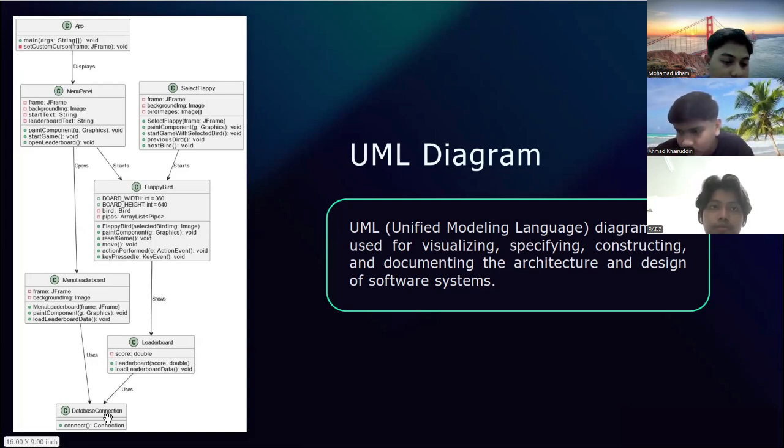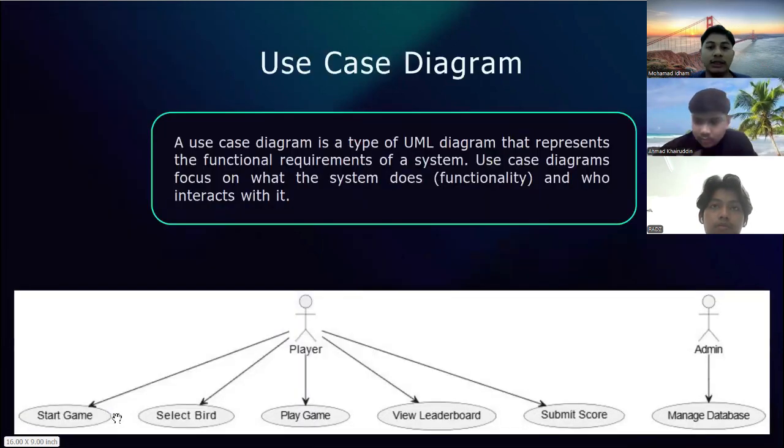And then the last class that we use is database connection. The purpose of this class is to handle the database connectivity. And then the methods that we use in this class is connect to establish a connection from a SQL database that we use. Then next we go to the use case diagrams. So what is the use case diagram used for? Use case diagram used to represent the functional requirement of system. So use case diagram focus on what system does and who system interact with.